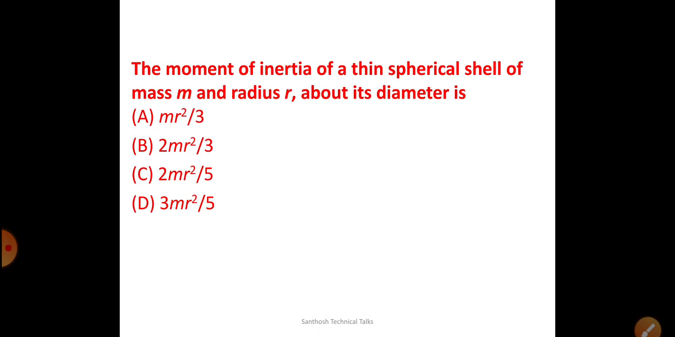So next, a very superb question: the moment of inertia of a thin spherical shell. Please make a note, a thin spherical shell of mass m and radius r, about its diameter is. Here they are asking about mass moment of inertia, not area moment of inertia. Please be clear about that. So the mass moment of inertia of a thin spherical shell is 2 by 3 m r square. So option B is the right answer.